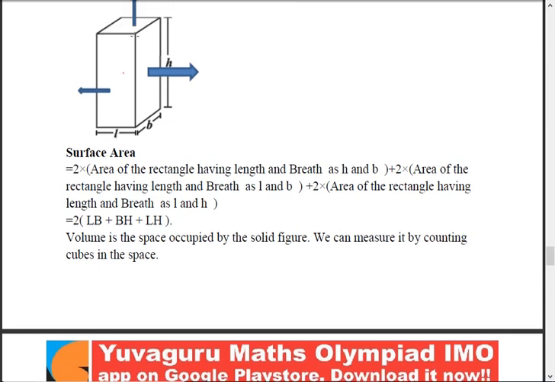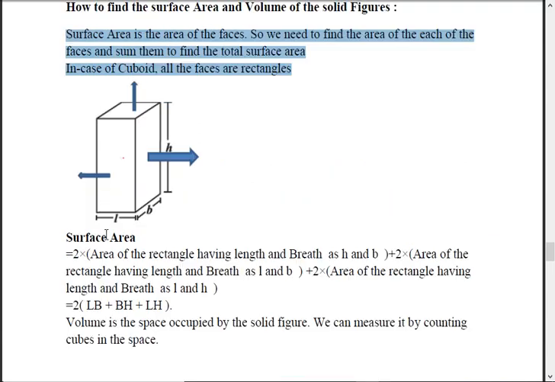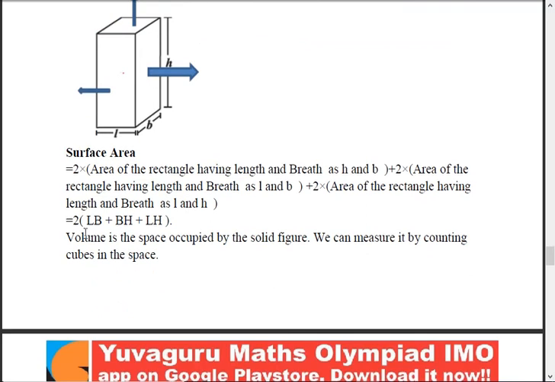2 into (L times H), right? 2 times. Why? Because this side and that side. Similarly 2 into B into H, this side and that side. Similarly 2 into L into B, top and bottom. Okay, just add them: LB, BH and LH. Take the combinations. Volume is the space occupied by the solid figure. We can measure it by counting cubes in the space. You divide this into an equal number of cubes and count the cubes.